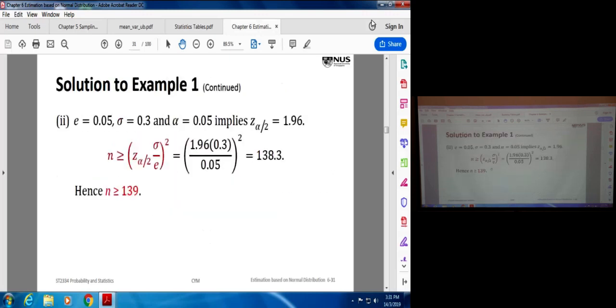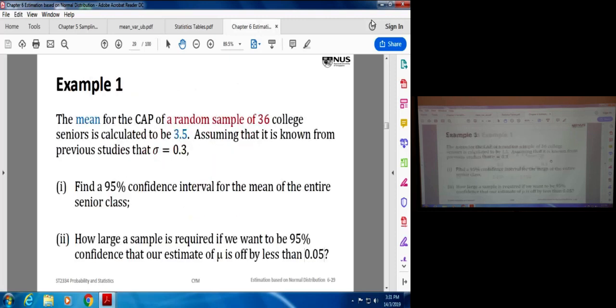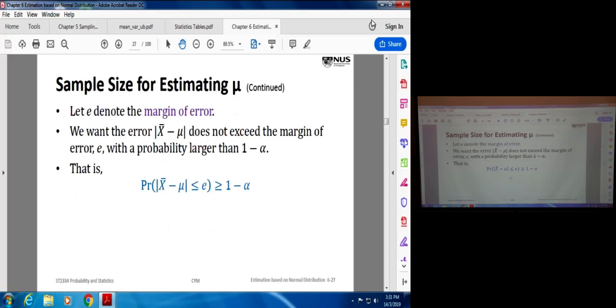So n must be at least z alpha over 2, that's 1.96, that's our 95% thing, sigma is 0.3, E is 0.05, and I square it, and that's equal to 138.3 apparently. What does that mean? It means that I need at least 139 individuals to ensure 95% confidence that our estimate is off by less than 0.05. And off means that this error here is at most 0.05.